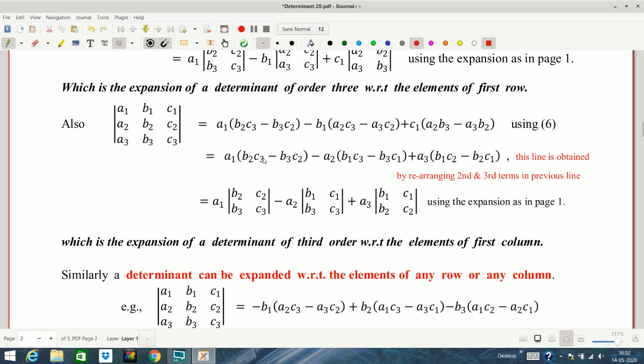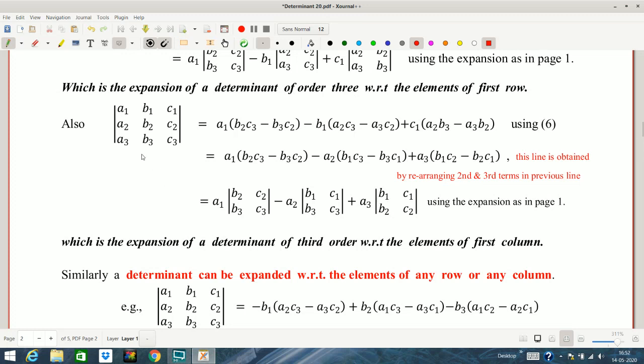What happens? Previously it was A1 into, minus B1 into, plus C1 into. Now it becomes A1 into, minus A2 into, plus A3 into. This is the expansion of the determinant with respect to the elements of the first column. A1, A2, A3 appear in the first column. Very easy to write. A1 into what determinant? Second order determinant, omitting the first row and first column.